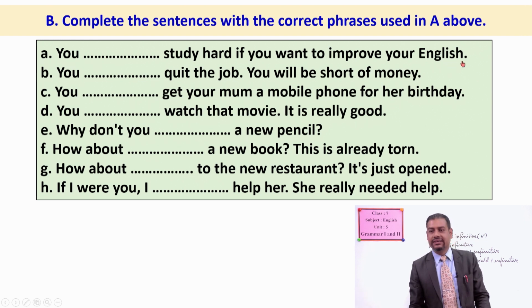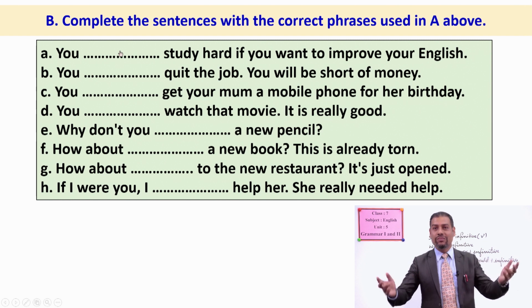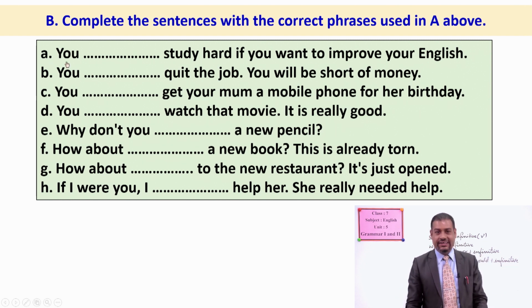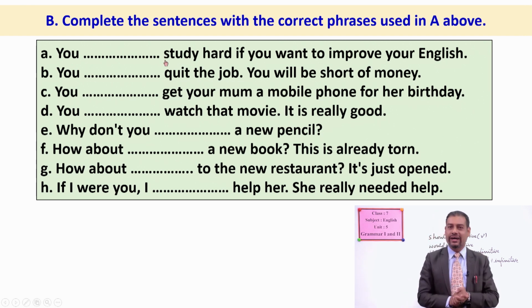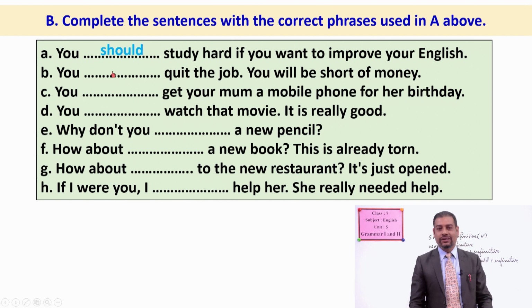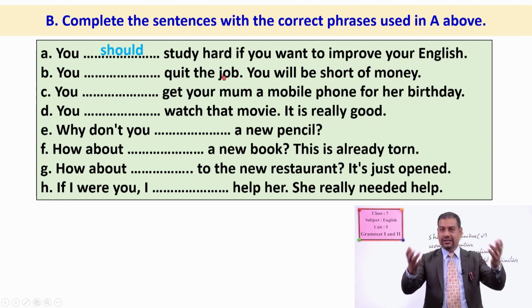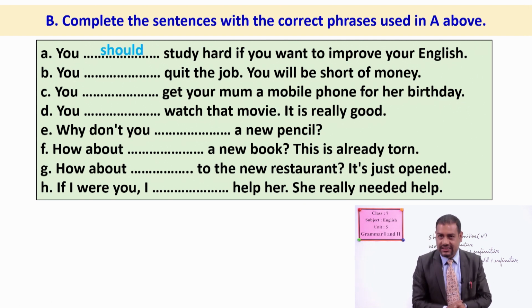Now looking at this sentence, what word is necessary here? Do you write there verb ing or infinitive? Here is already infinitive, no? So what do you write down here? Should, would, why don't you, if I were you, how about, what is the correct one? Yes, here is subject and here is infinitive, and there is not two again. So you have to write down, yes, should. You should study hard if you want to improve your English, okay? If you want to improve your English, you can give advice like this. You should study hard.